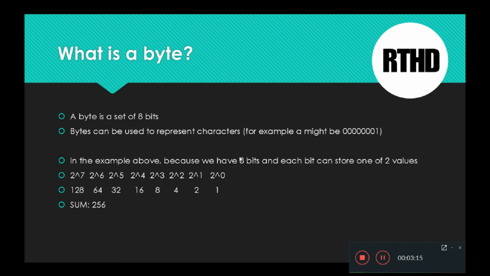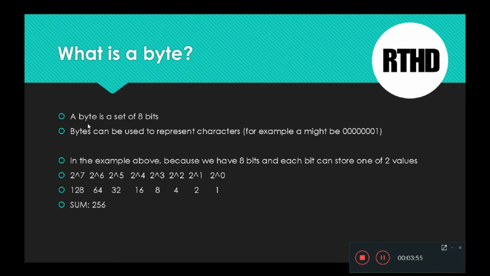It becomes more important as we go through what a byte is. A byte is a set of 8 bits. As I said, each bit has a 0 or a 1, so a byte has 8 of those switches, those zeros or ones. A byte can be used to represent characters. For example, the letter A might be 0, 0, 0, 0, 0, 0, 0, 1, while B might be 0, 0, 0, 0, 0, 0, 1, 0, if that makes any sense.